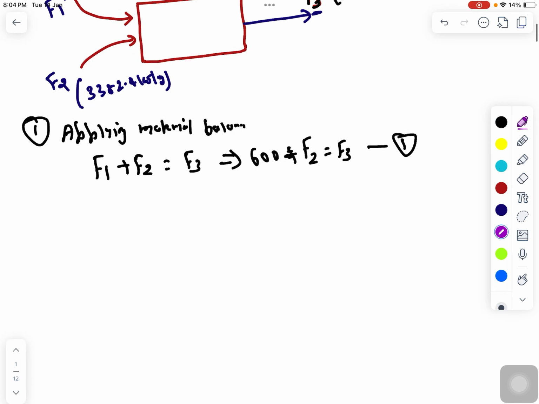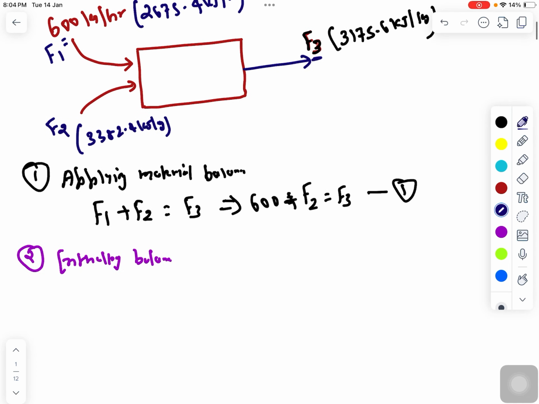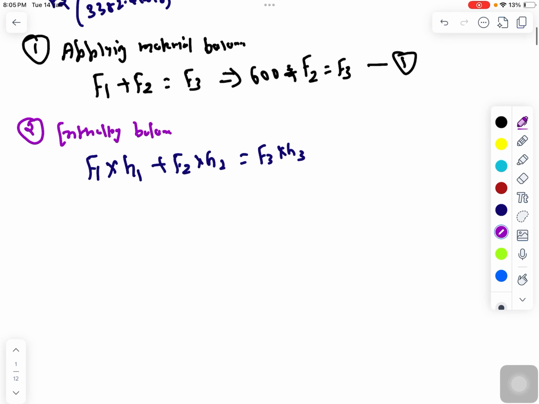And the second one is your energy balance, the enthalpy balance. If we want to apply the enthalpy balance, we can write F1 multiplied by H1 plus F2 multiplied by H2, that is equal to F3 multiplied by H3. Here you can see the enthalpy of all of these streams has been given to you. That's why I'm directly using F1 into H1 plus F2 into H2 equals F3 into H3. There may be a case where they will give you the CP of all of these flow streams, and based on the CP you have to apply H equals CP delta T, something like that. So I'll tell you the case there.